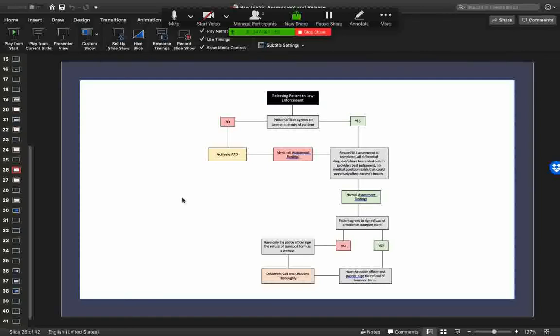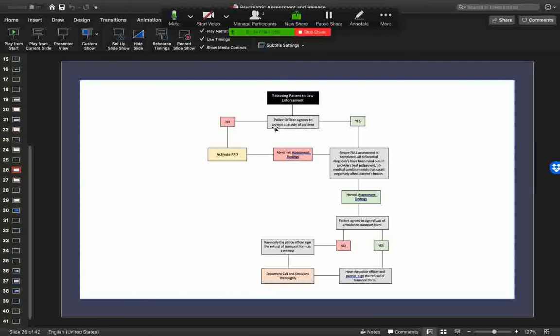All right, so we have an algorithm for this, releasing patients to law enforcement. So the first thing, if we want to do an APAL, the police officer agrees to accept custody of the patient. If they don't, then we're going to activate RFD. If the police officer doesn't want to take him, they can go by RFD. Let's say they do accept it. We ensure a full assessment is completed, all differential diagnoses have been ruled out, and in the provider's best judgment, no medical condition exists that could negatively affect the patient's health.